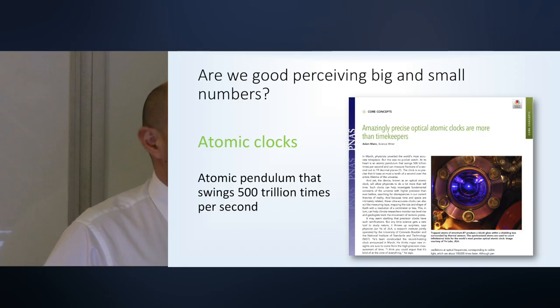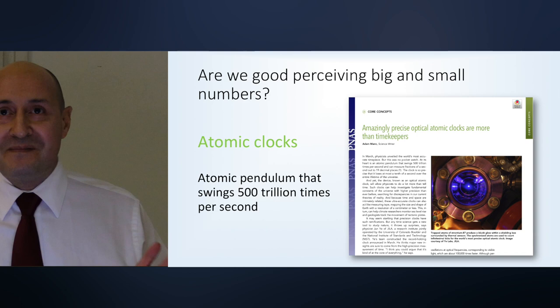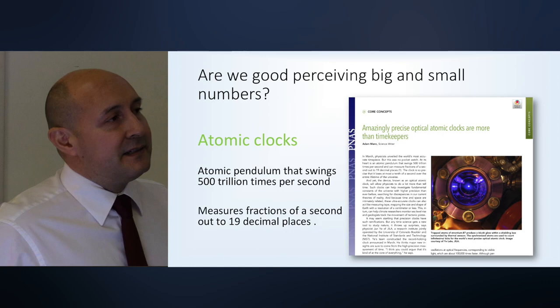So this oscillator performs swings 500 trillion times per second. Yeah, like right now, 500 trillion times of oscillations. That's just unbelievable, right? How large this number is, and not only that, but atomic clocks measure fractions of a second out of 19 decimal places. So that's just, it's really hard to assimilate that kind of information, right?